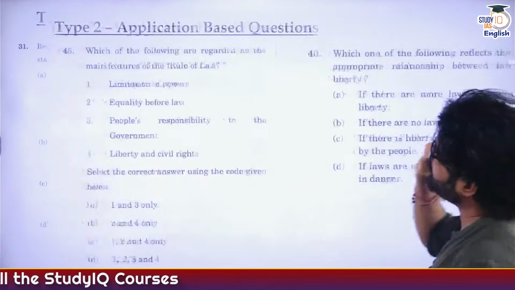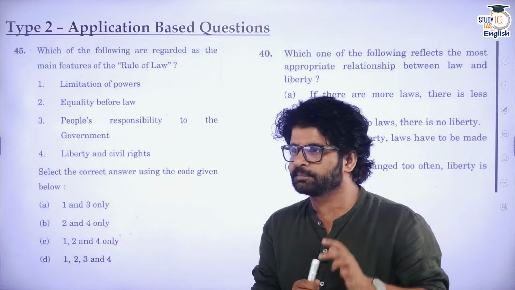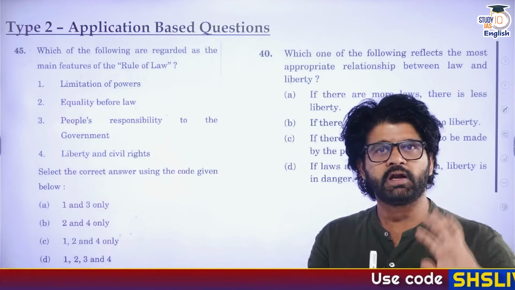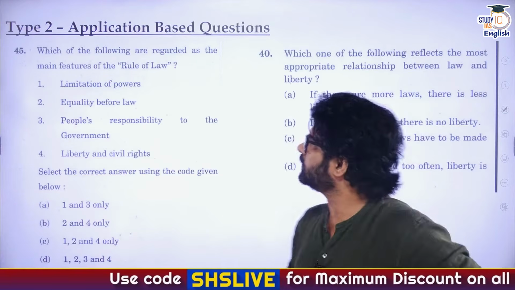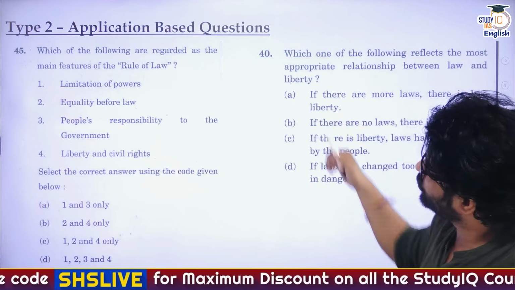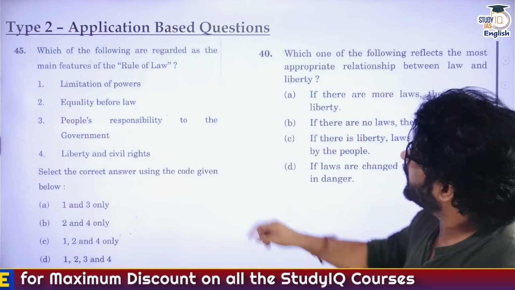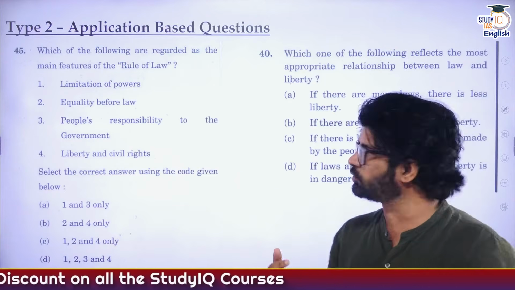So generally in polity and governance, people are also like, oh my god, I have to do current affairs. No, maintain a balance between static and the dynamic portion. And then again, application based question, what is rule of law? When rule of law happens, government responsibility to the people happens, not people's responsibility.